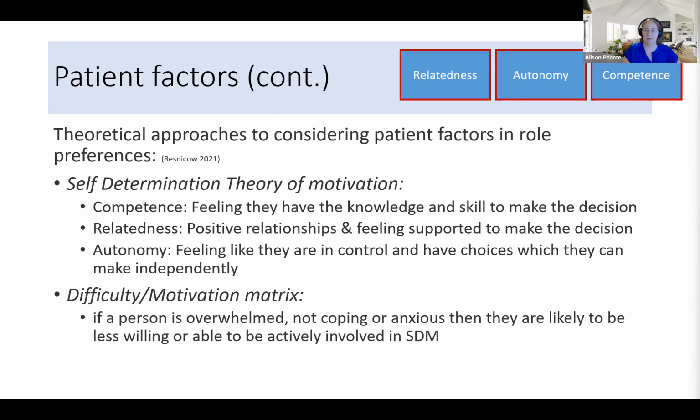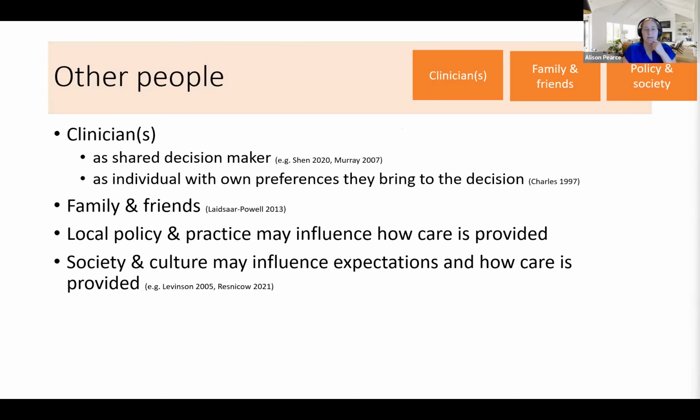can certainly influence people's role preferences, but also their healthcare preferences and how they might fill in a patient preference survey. So we've heard a little bit from the others about other people and how they can influence people's role preferences. So obviously there's the clinician, and I think Janine really nicely described this as the other half of the shared decision maker, but also as an individual who might bring their own preferences to the choice.